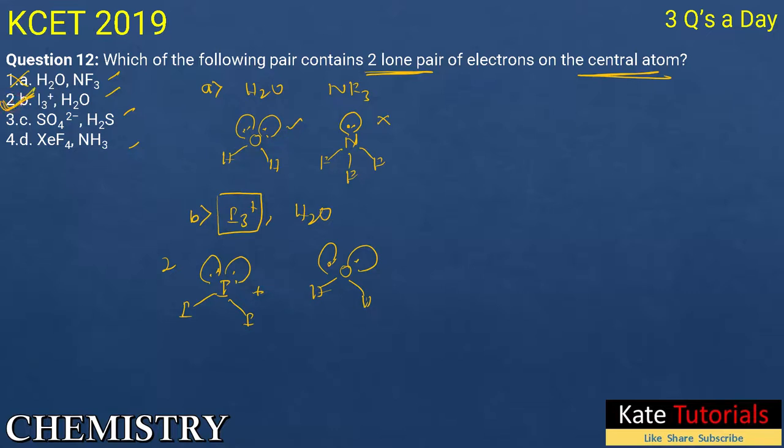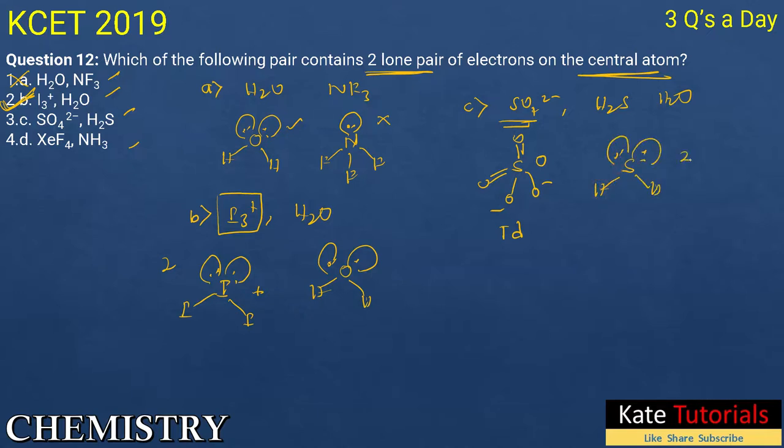But let us solve C and D also, so that you will get to know the structures of all. So talking about C, that is SO4 2 minus and H2S. So the structure is simple. SO4 2 minus is a tetrahedral structure. You can draw S double bond O, O minus and O minus. So this is a tetrahedral structure. This sulfur doesn't have any lone pairs, zero lone pairs. Whereas H2S is the same as the H2O structure. Instead of O, it will have the central atom S. So hydrogen will be there, two lone pairs here. H2S has two lone pairs, but sulfate doesn't have any lone pair. So C is not the answer.